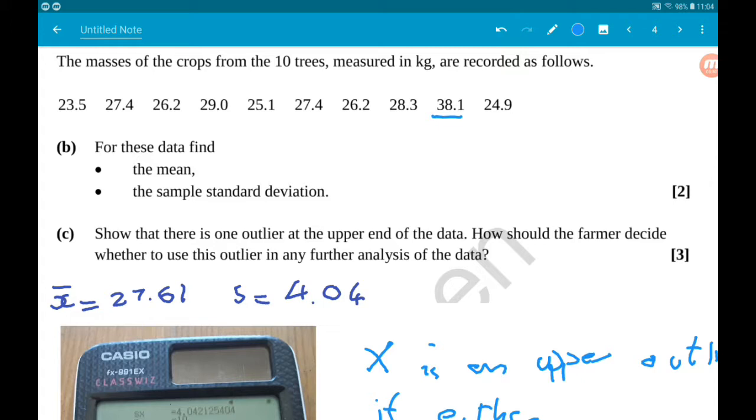So it might be that the tree is just really good at its job of growing apples. It might be that there was an error in data entry. Maybe the trees were overlapping up the top. Some of the apples came from a neighboring tree. So she should investigate the recording. If it was genuine, use it. If it wasn't, or if it was a mistake, then don't use it in further analysis. Cool.